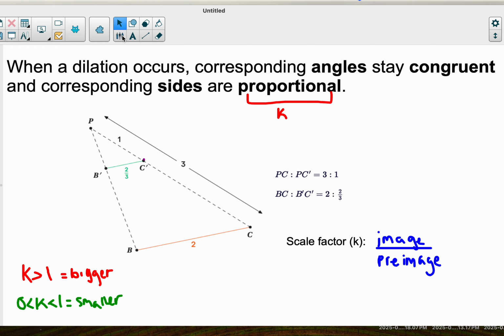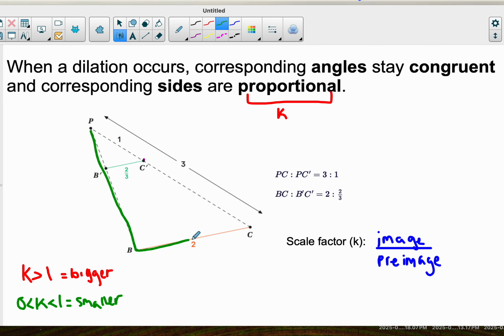As you can see over here in this picture, the original triangle is triangle PBC. As you can see by the letters, it doesn't have the primes on it. When it has the primes, that means the image. So triangle PBC, the larger triangle, is the pre-image, and the smaller triangle over here is the image.